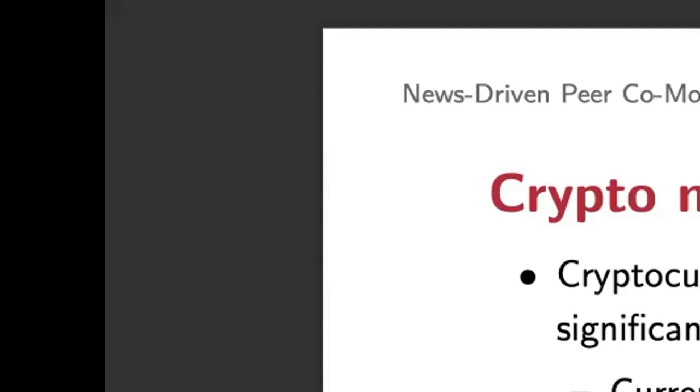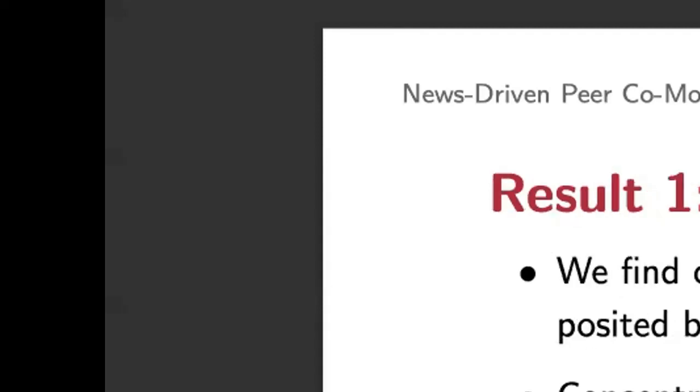And I'm going to present three different sets of results. The first result is going to be a contemporaneous co-movement in this market. What I'm going to show you is that when certain cryptocurrencies experience abnormally negative shocks, peers of those cryptocurrencies experience abnormally positive performance.